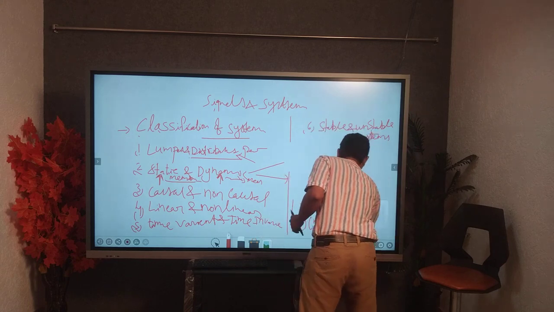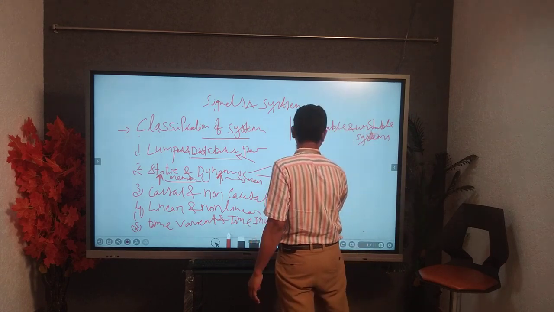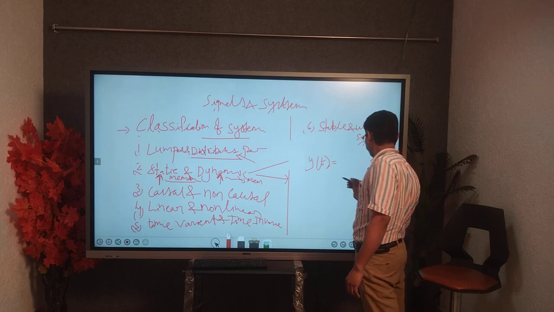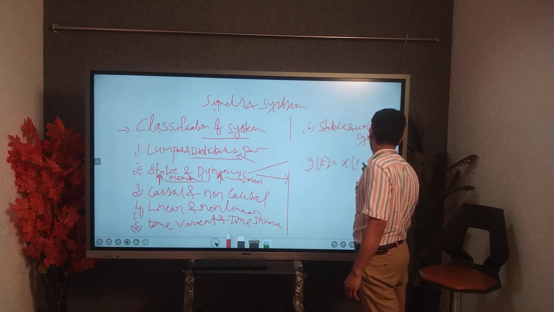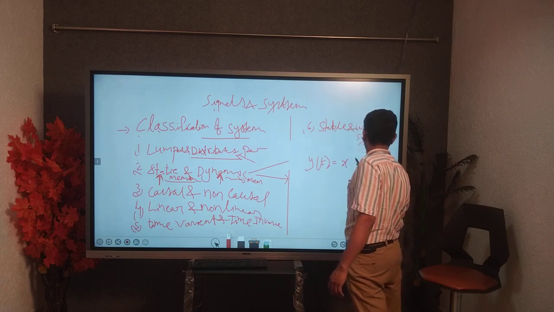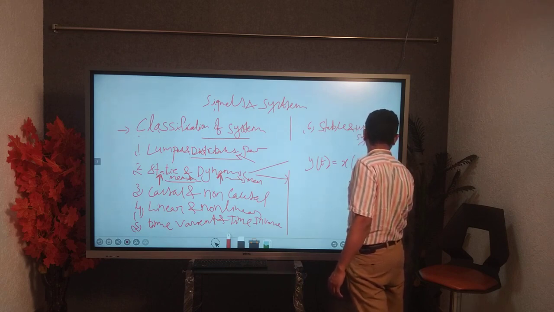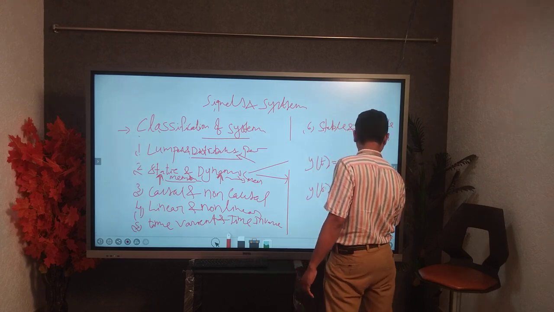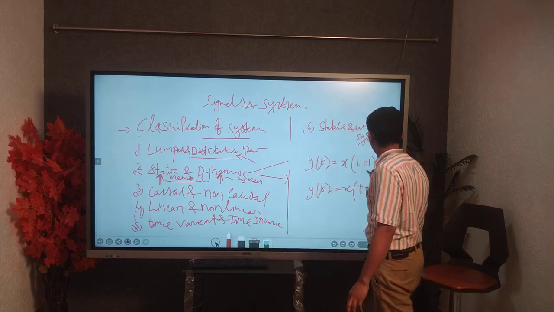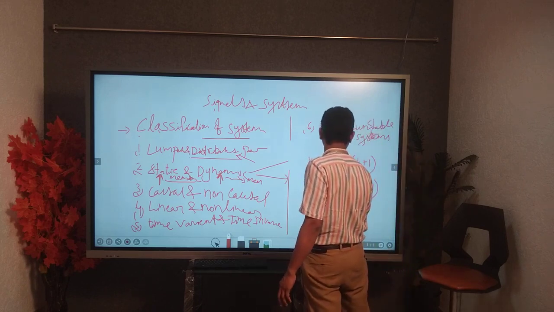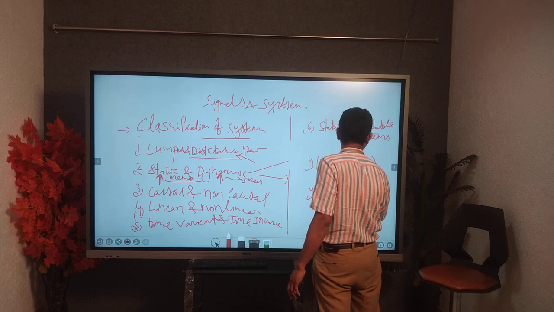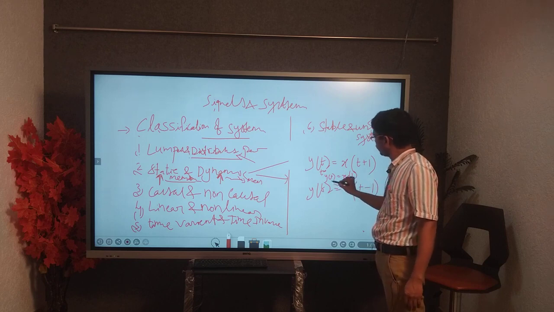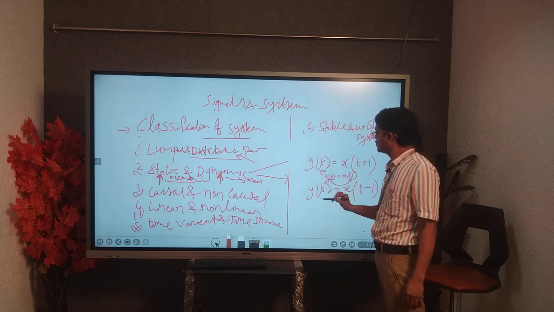Dynamic system examples: the output depends on the future or past values of the input. For example, y of t is equal to x of t plus 1, or y of t is equal to x of t minus 1. If we put t equal to 0, y of 0 is equal to x of 0 plus 1, which means x of 1. That means the output depends on the future values of the input. That's why this is a dynamic system.